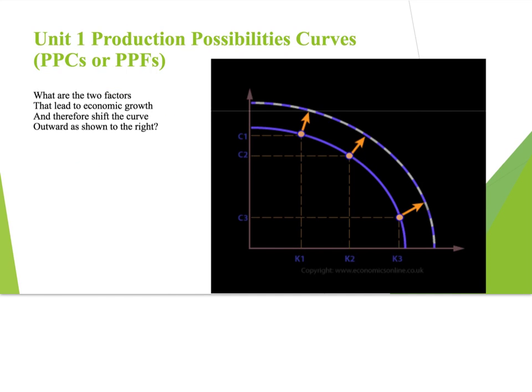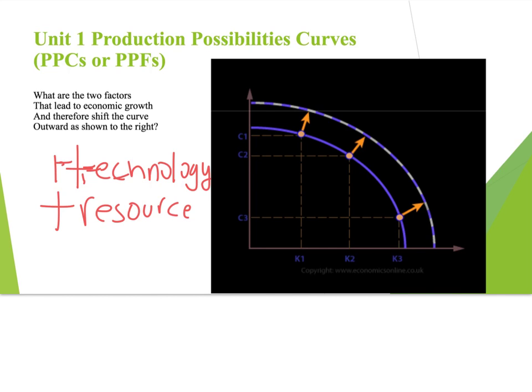The 2 reasons that production possibility curves can shift, whether outwards or inwards, and in this case is outwards, is if society gets either more technology or more resources. Then this society is able to produce more products overall because they're going to be able to increase their potential output.